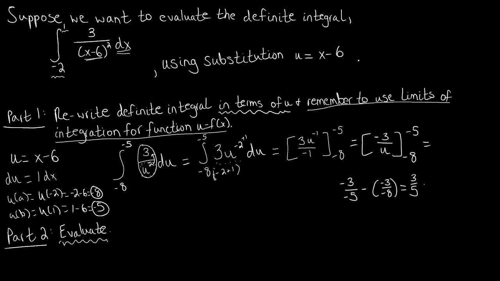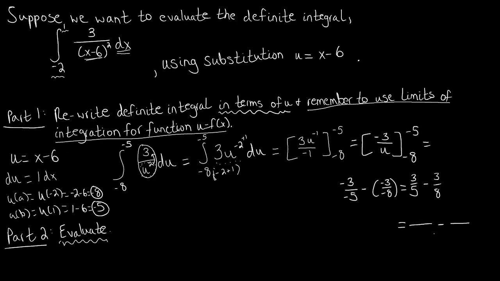Then we have minus a negative divided by a negative, which is going to be a positive 3/8. So now all that we really have to do to finish evaluating this integral in terms of u that we started with is to do this fraction subtraction here. What do we need in order to subtract fractions? We need a common denominator, right?